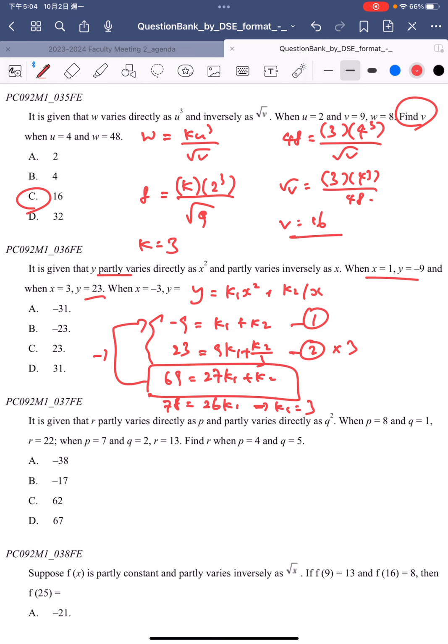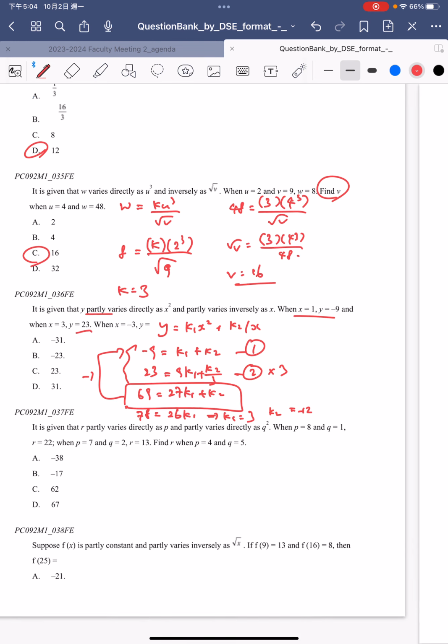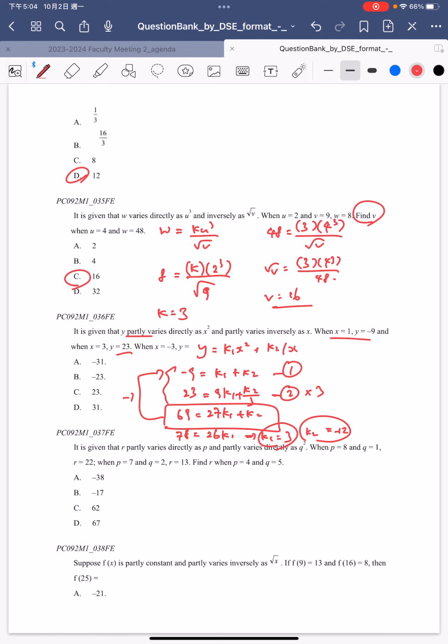Then we substitute back to the formula 1 to get the k2 is actually equal to negative 3 minus the 9, which gives you negative 12. So we have this formula. We can substitute this k2 and k1 back to our original formula to get the y is equal to 3x squared plus negative 12 over x. Then we substitute the value of negative 3 to get the value of y is equal to 3 times negative 3 squared minus 12 over negative 3. Then this is 3 times 9 gives you 27, and then you plus 4. Then the answer should be 31.